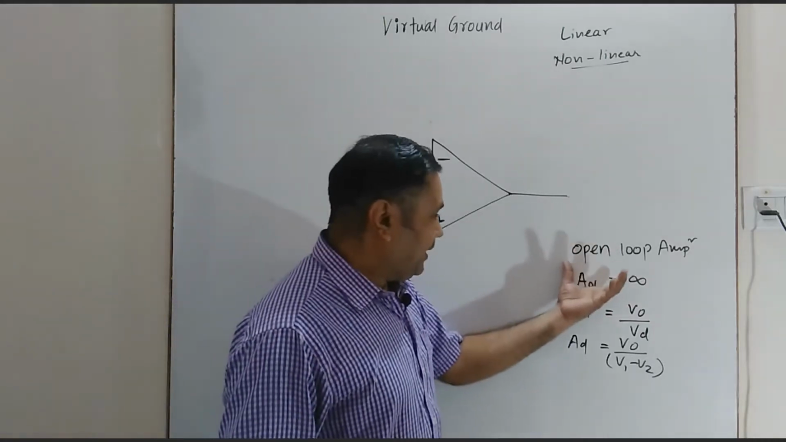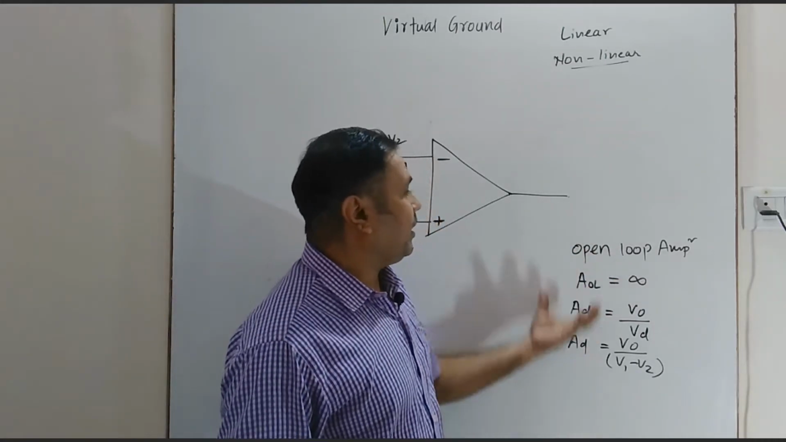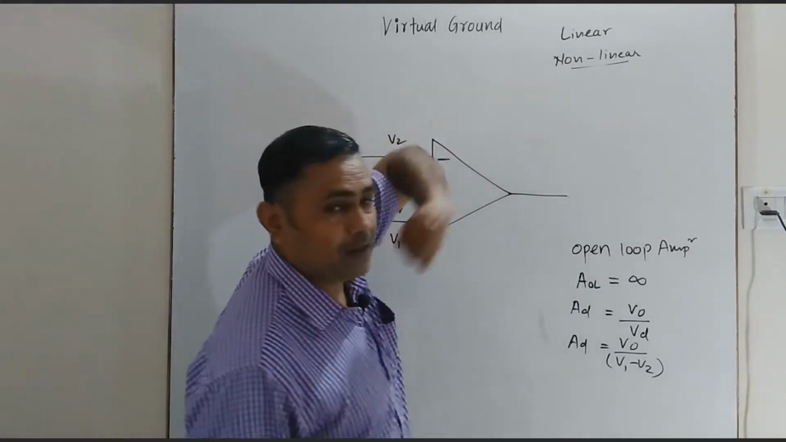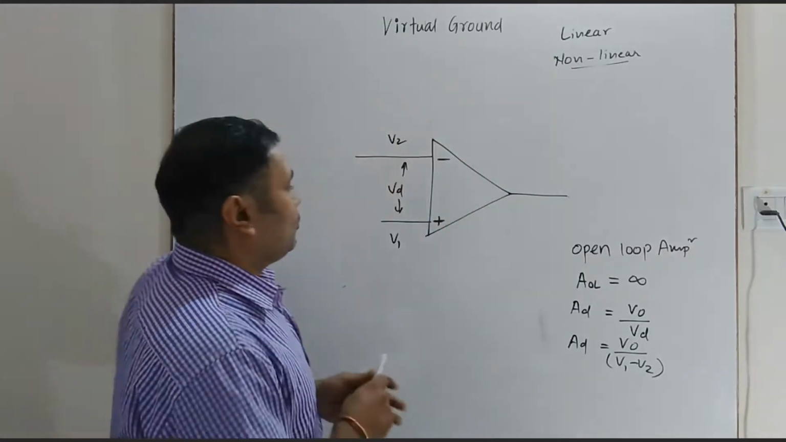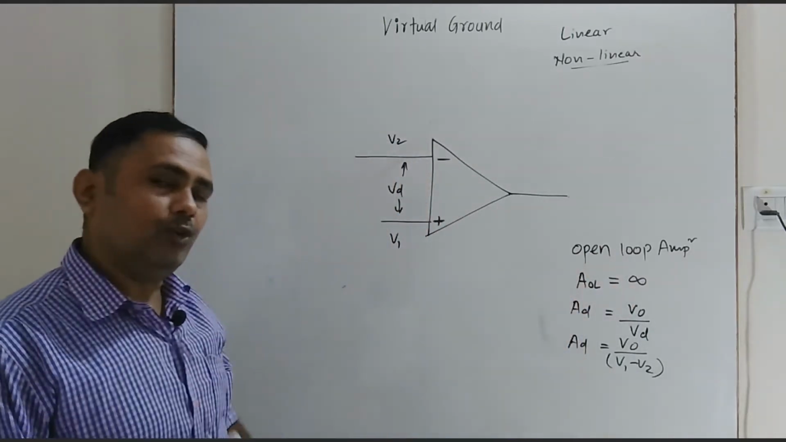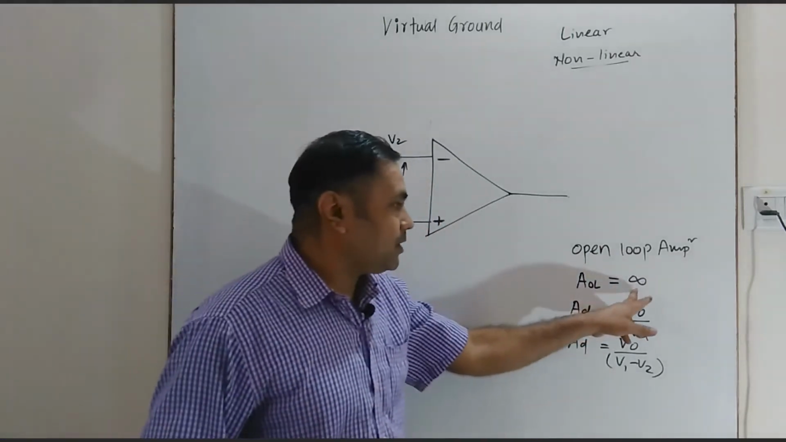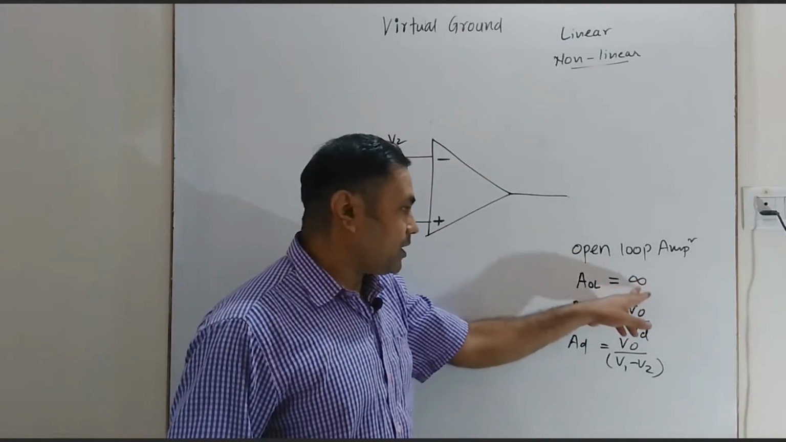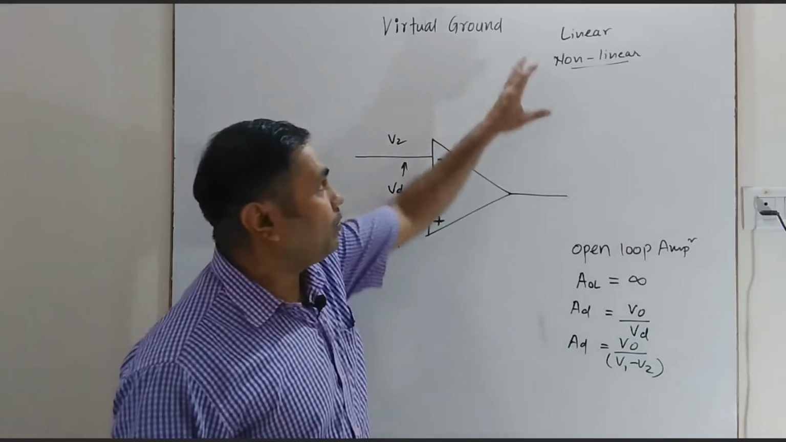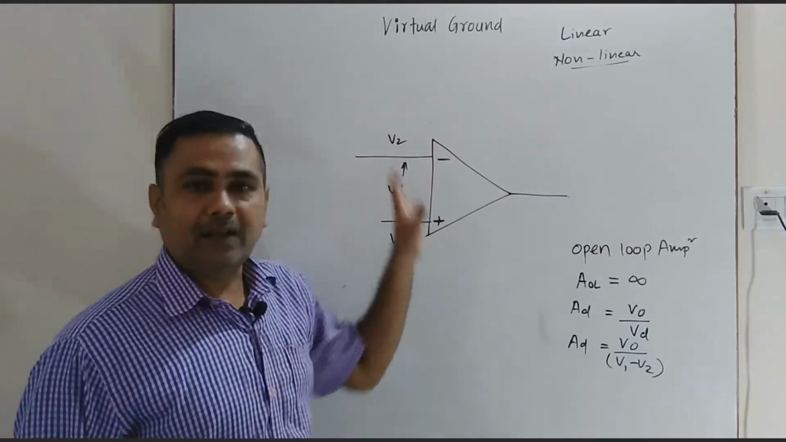So in linear applications we cannot use the open loop amplifier. So what will be the linear application? How is it achieved? We have to control this gain, because in most applications we do not require this much amplification gain. So this gain should be controlled. So to control this gain, we have to use a feedback circuit here.